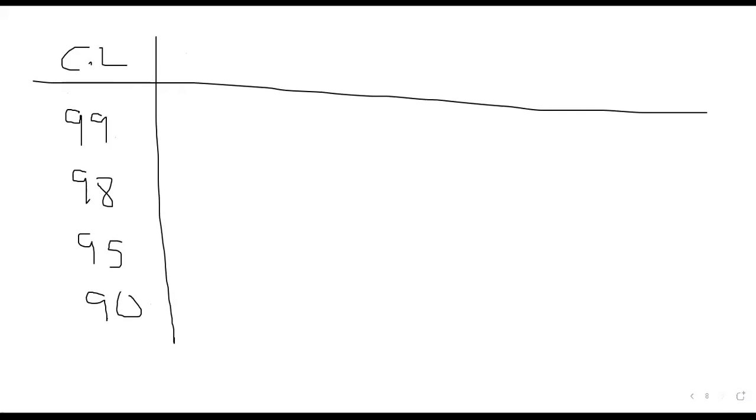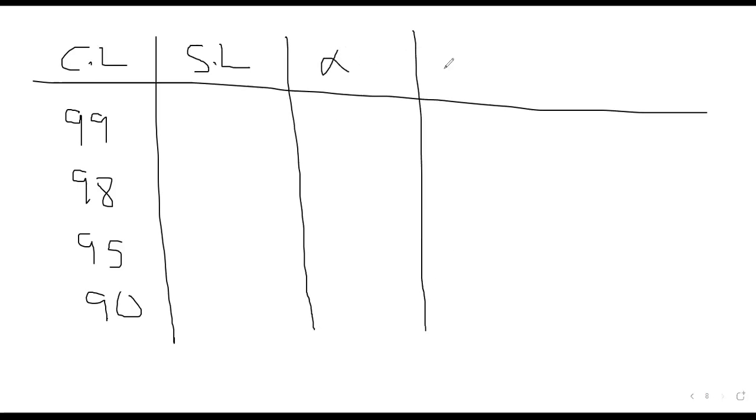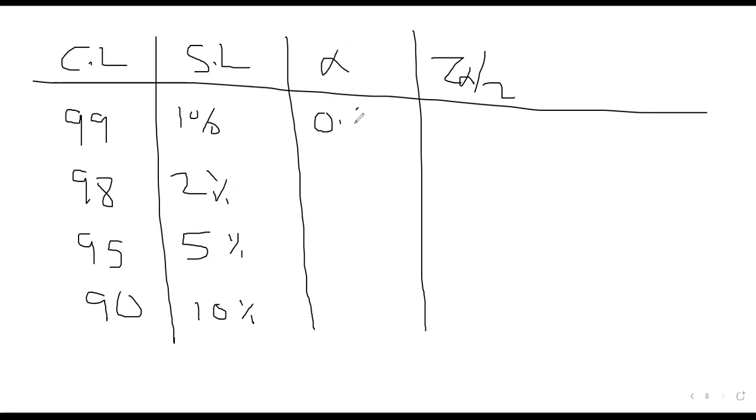So what is the confidence level and what is the significance level? The difference from 100 is called significance level. The decimal form of significance level is called alpha. And the Z, which is the two-tailed. So here we have 1%, the difference from 100, 2%, 5%, 10%. When we divide this by 100, we have 0.01, 0.02, 0.05, and 0.10.